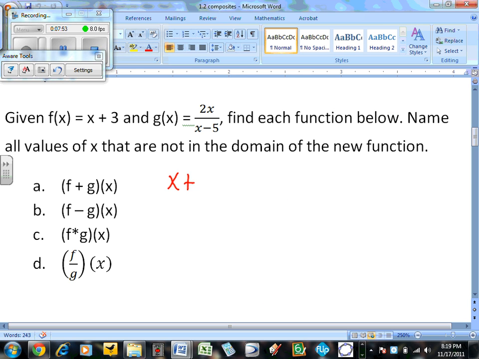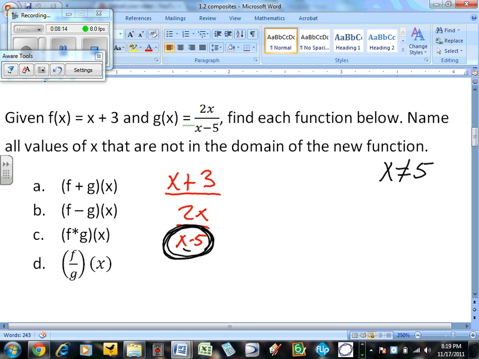And the last one here, f divided by g of x. So x plus 3 divided by 2x divided by x minus 5. All right? And again, like I said, we had that stipulation. We automatically can't have this value that's going to make this denominator 0 because that would make it undefined. We can't divide by an undefined number. So we're automatically saying that x cannot equal 5 before we even start.